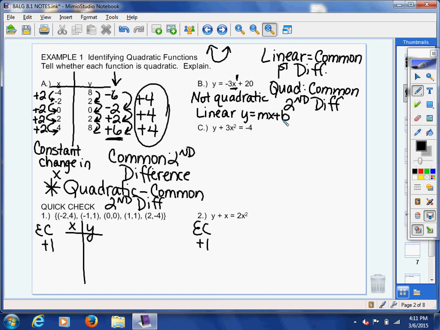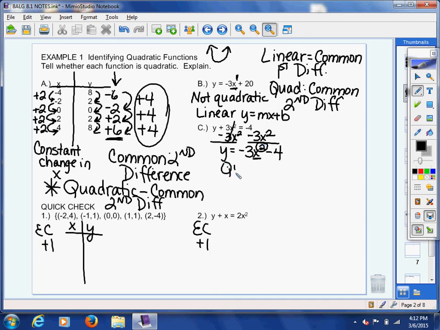Now we've got y plus 3x squared equals negative 4. What I would do is get y by itself. So I'm going to subtract 3x squared from each side. And I've got y equals negative 3x squared minus 4. And so as I'm looking at this, I'm specifically honing in on my variable, and that's my only variable, and I'm looking at the exponent. That's really what I'm interested in. Hey, there's a 2 on it. My biggest exponent is a 2.